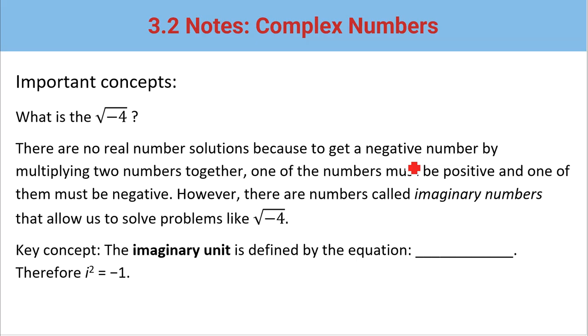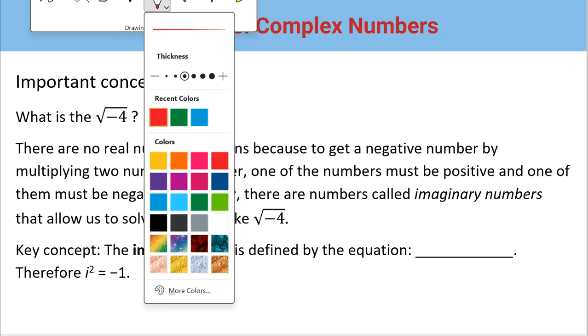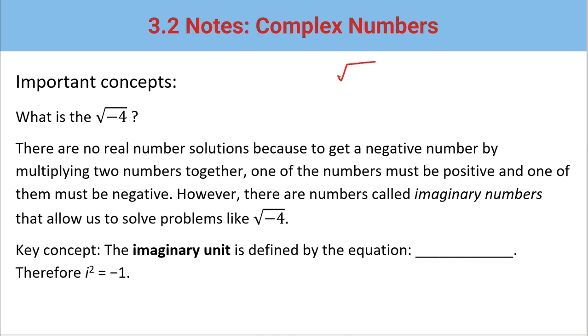So, looking at a simpler problem, what is the square root of 9? Well, I know 3 times 3 makes 9. So I can say that the square root of 9 is 3. I also know that -3 times -3 is equal to 9.